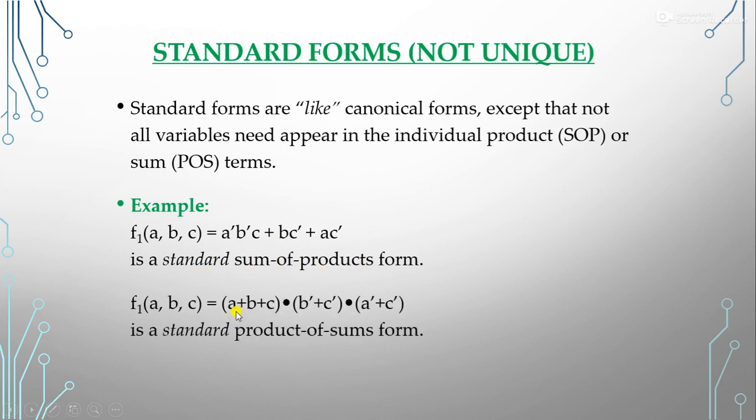Similarly, if we write (a + b + c)(b' + c')(a' + c), which type of form is this? This is our POS, product of sum. But in the second term we do not have the variable a, and in the third term we do not have b. It means that this is the standard product of sum form. Clear? What is the difference between the standard form and the canonical form?